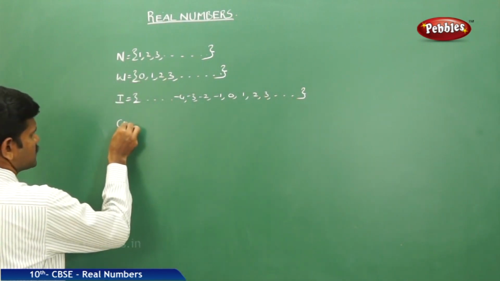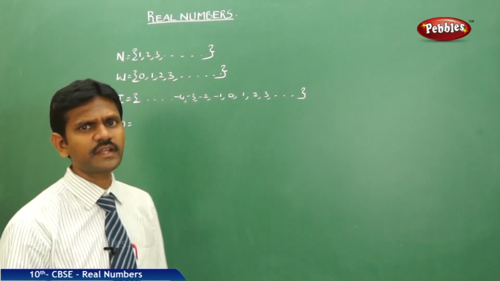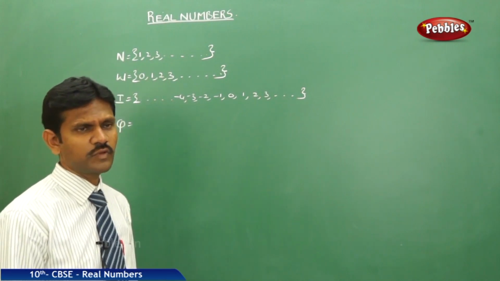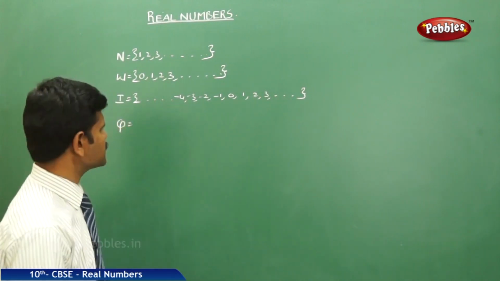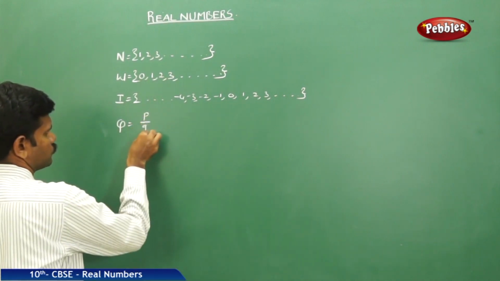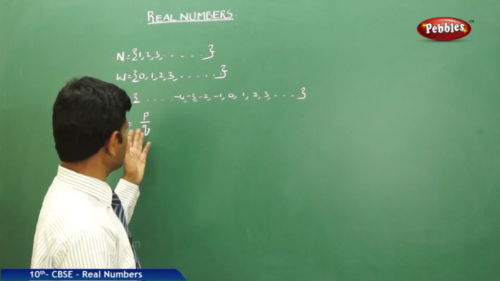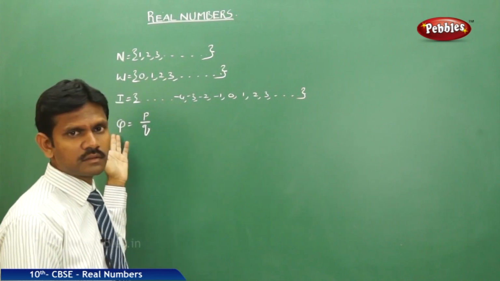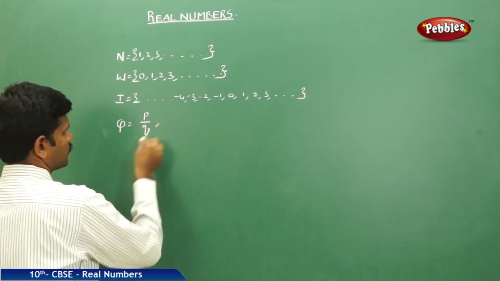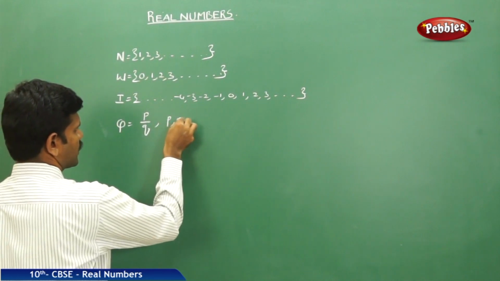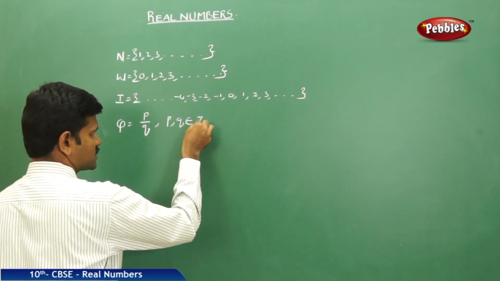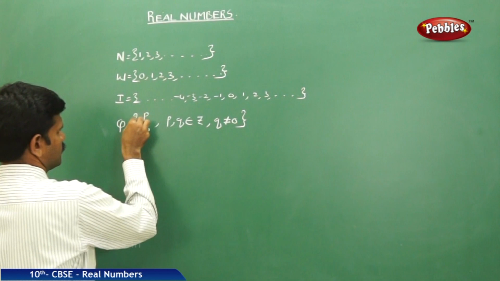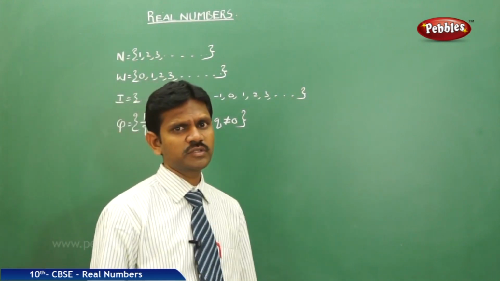Next, rational numbers. How to define a rational number? Rational numbers are denoted with the letter Q. What is meant by rational numbers? Rational numbers are of the form p by q. That means numbers which are of the fraction form p by q are called rational numbers. Here p, q are taken from the integers Z, and q is not equal to 0. This is the definition of rational numbers.